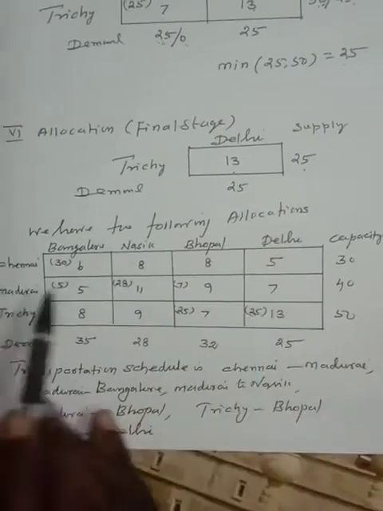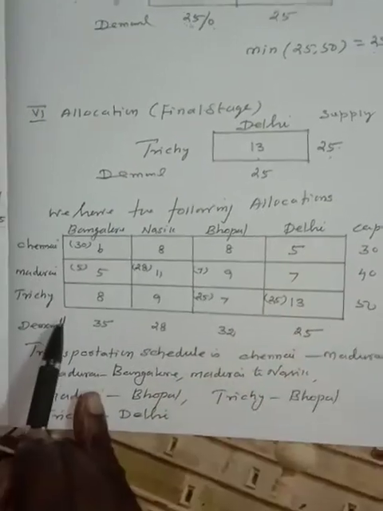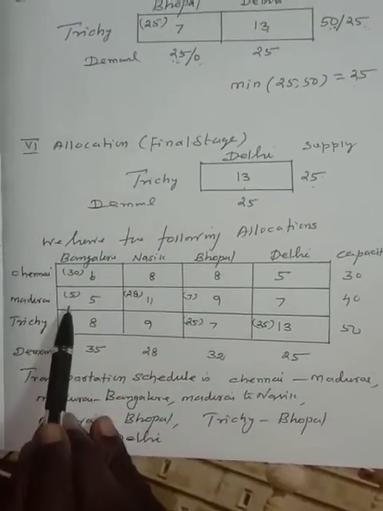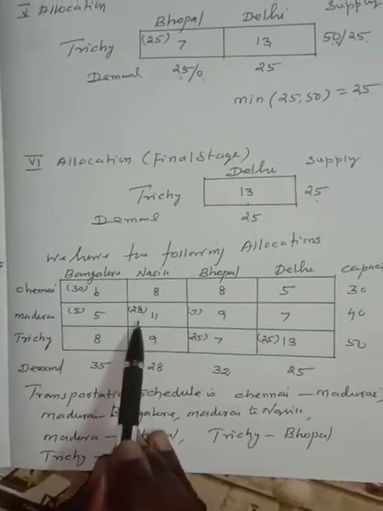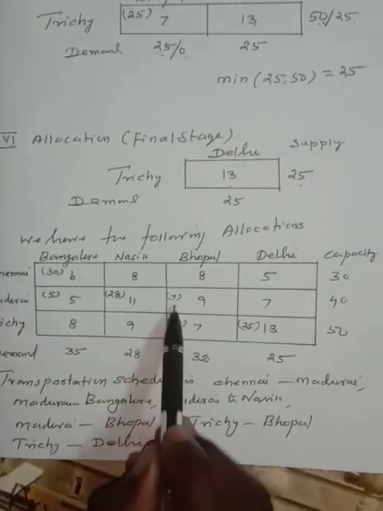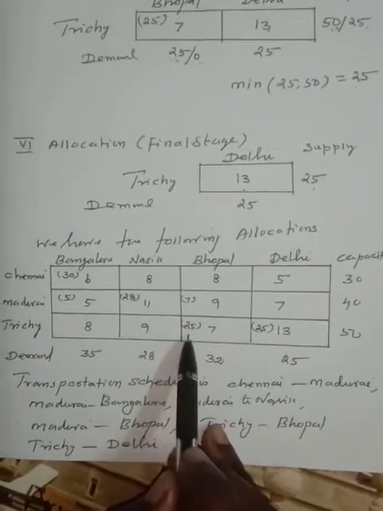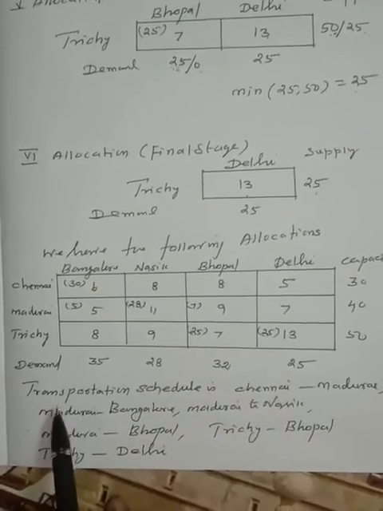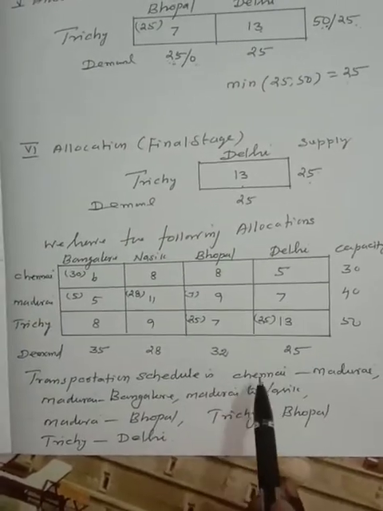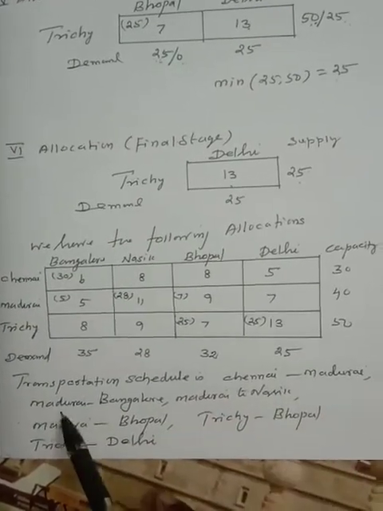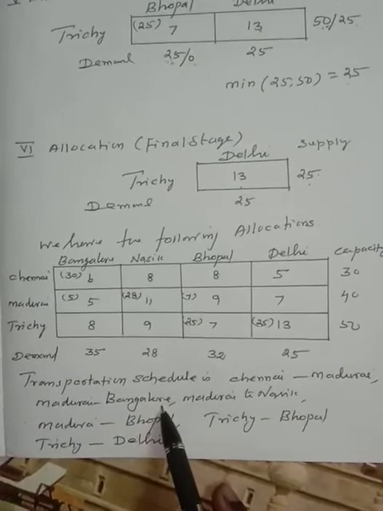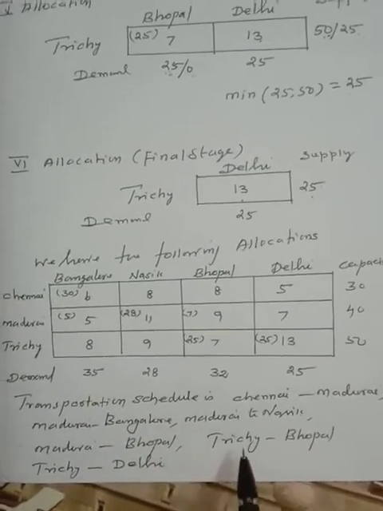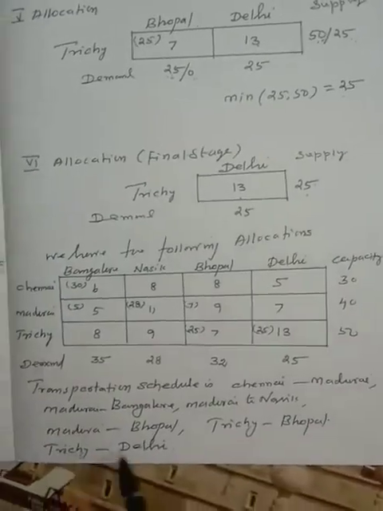Allocations in the given table: allocation number 1 gives 30, allocation number 2 gives 5, allocation number 3 gives 28, allocation number 4 gives 7, allocation number 5 gives 25, allocation number 6 gives 25. The transportation schedule is Chennai to Bangalore, Madurai to Bangalore, Madurai to Nasik, Madurai to Bhopal, Trichy to Bhopal, Trichy to Delhi.